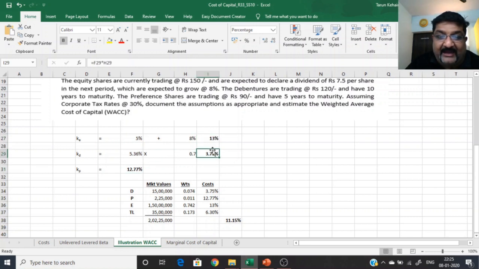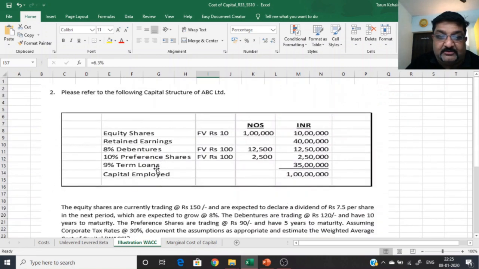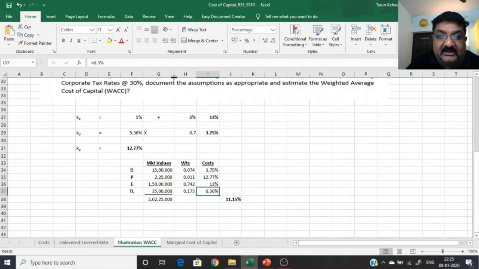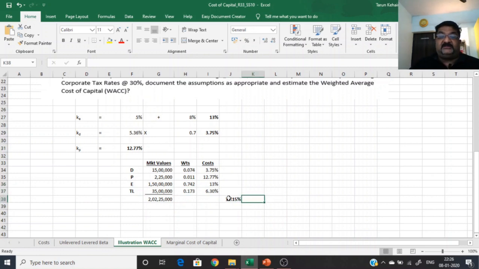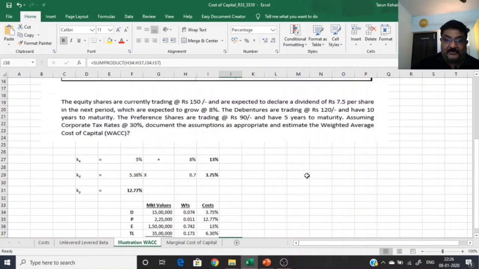Okay, and for the term loan, all we need to do is take the 9% term loan. We need to take the after-tax cost of debt, 9% into 0.7, which is 6.3%. Now, when you compute sigma WK by sigma W, sigma W will always be 1. You can see that here. So sigma WK, where K is the cost: 0.074 into 3.75% plus this into 12.77% plus this into 13% plus 0.170 into 6.3%. You get the weighted average cost of capital of 11.15%.